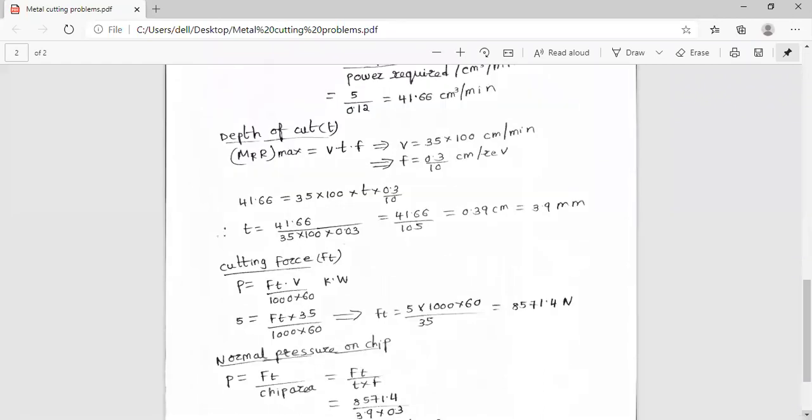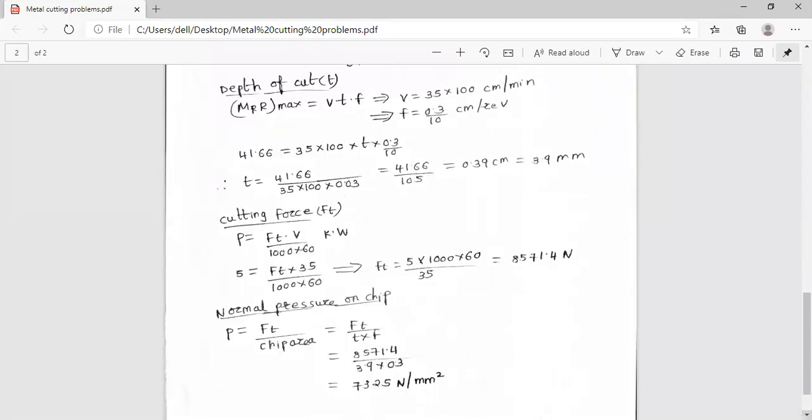And 5 is the power required in kilowatts. He has given the power as the spindle power, 5 kilowatts, and the cutting speed he has given as 35 meters per minute, and 60. So you will get the tangential force as 8,571.4 newtons. So that is the cutting force.